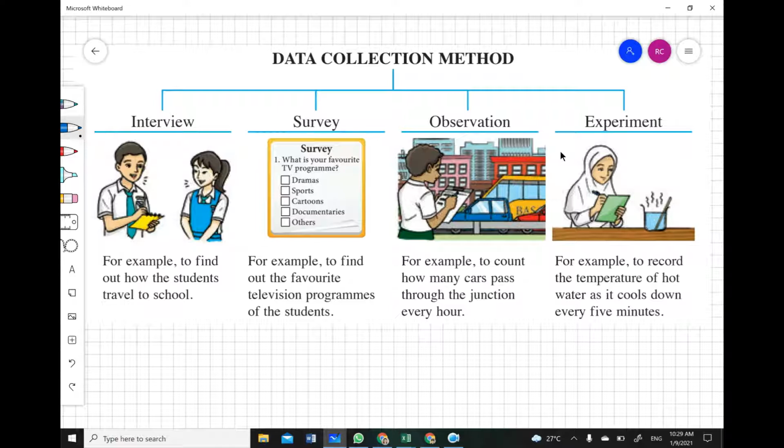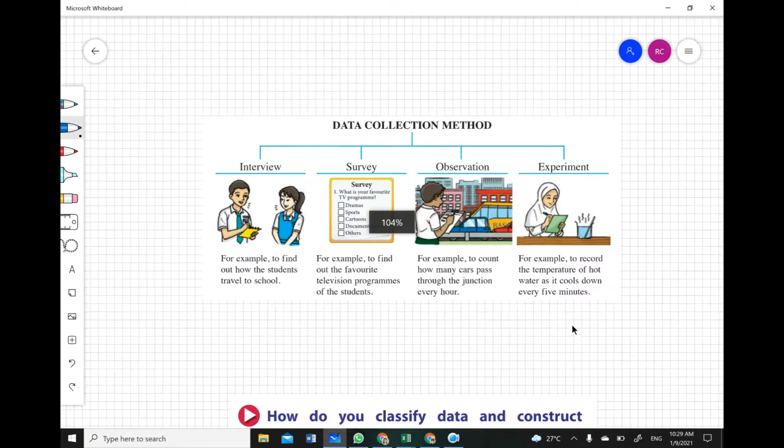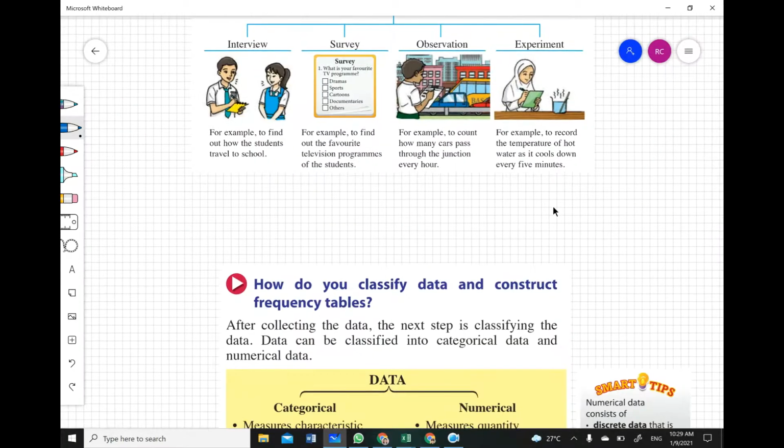Something like asking a question, they simply give a word, which is not in the data collection method, so you cannot use it. Okay? So I continue.